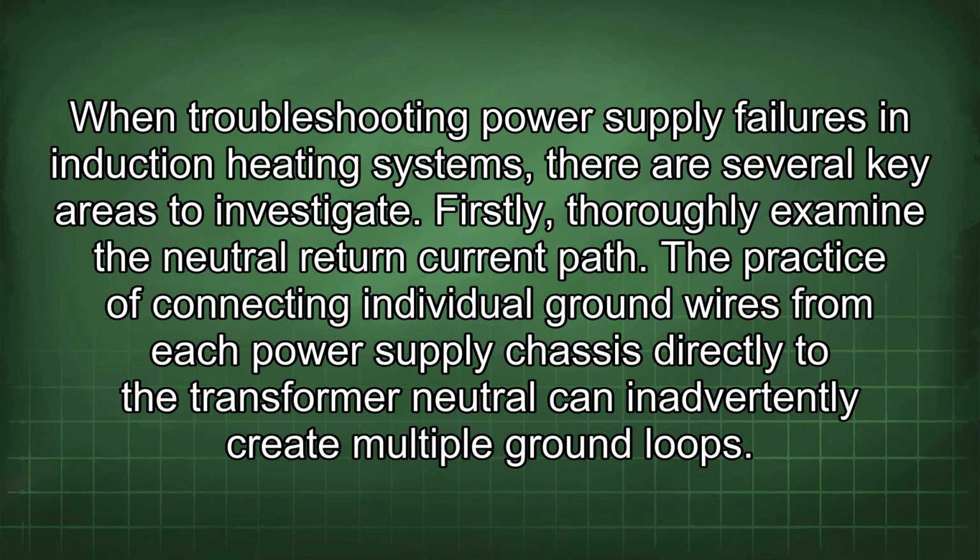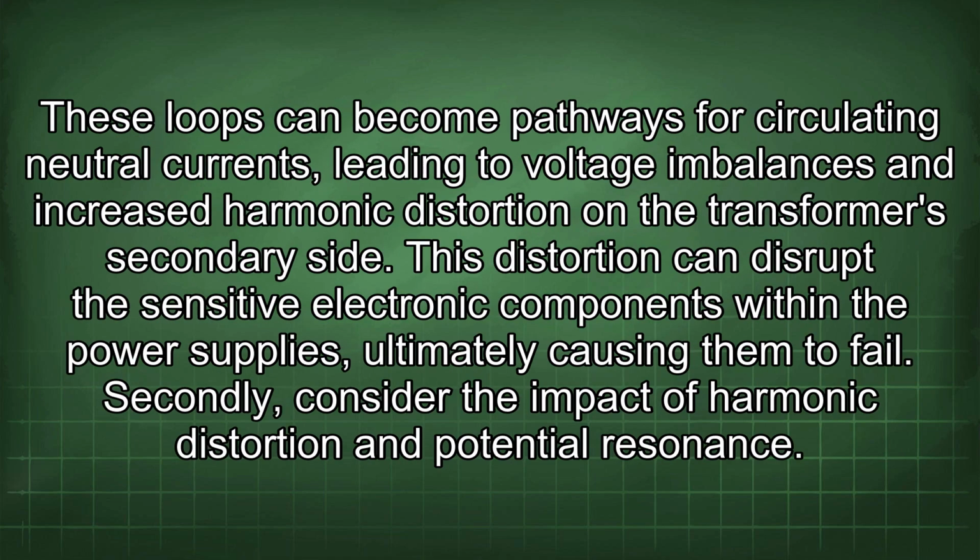Firstly, thoroughly examine the neutral return current path. The practice of connecting individual ground wires from each power supply chassis directly to the transformer neutral can inadvertently create multiple ground loops. These loops can become pathways for circulating neutral currents, leading to voltage imbalances and increased harmonic distortion on the transformer's secondary side. This distortion can disrupt the sensitive electronic components within the power supplies, ultimately causing them to fail.